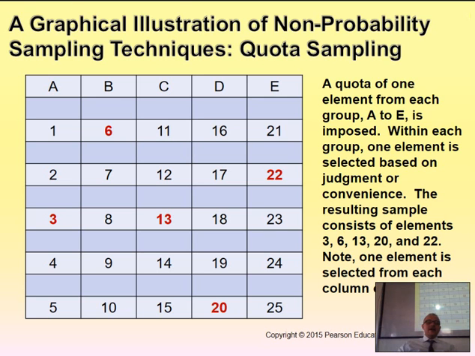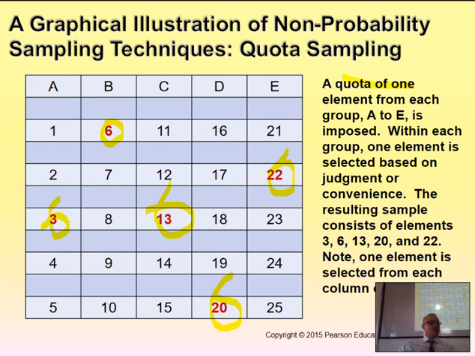Now here, this is like an example. Here you have those groups, A, B, C, D, E groups, and you have these number of people. So in a quota, elements from each group from A to E is imposed. Within each group, one element is selected based on the judgment or convenience. So the resulting sample consists of 3, 6, 13, 20, and 22. So let's see, this is 3, this is 6, this is 13, this is 20, this is 22.